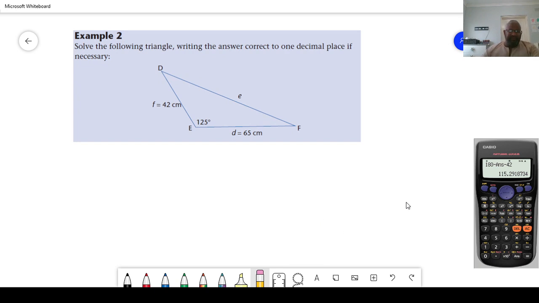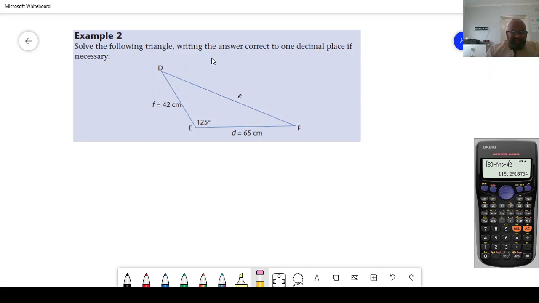Okay. So example 2 is on page 349. We are told: Solve the following triangle. Write the answer correct to one decimal place if necessary. Again, to solve the triangle, we must calculate all the unknown angles and all the unknown sides. Okay. So what do we have? We have two lengths and an included angle. So we can't use sine here. We'll have to use cos.